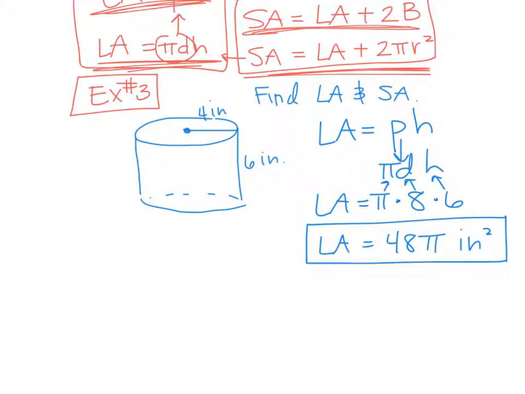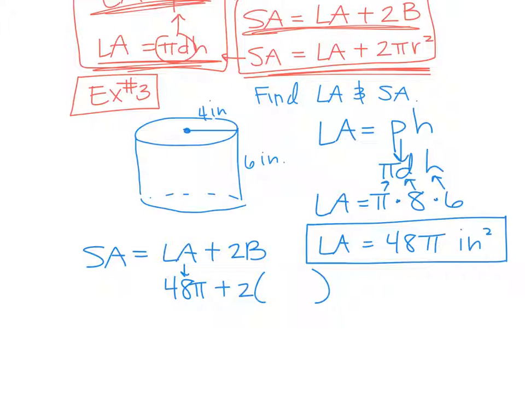What's surface area? 64 pi inches, right? No. Let's check it out. So lateral area is 48 pi, plus 2 B. What does B stand for? The what of the base? The perimeter or area? Area. So the area of the base is pi times the radius squared. So pi times 4 squared.